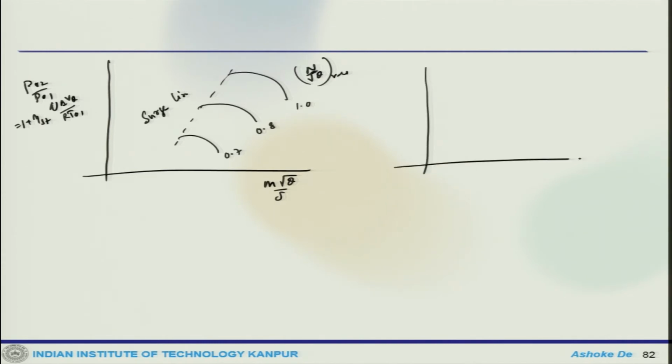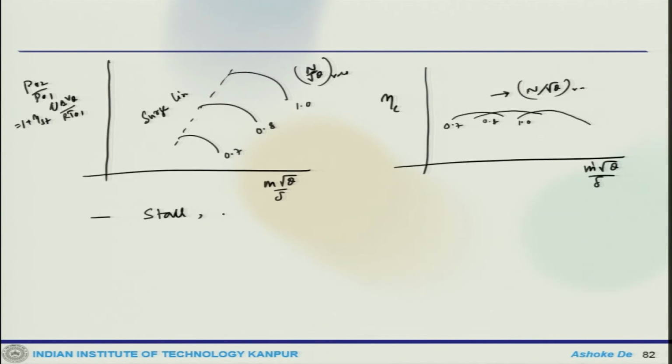and when I look at eta c versus m dot by delta, they are like this. So, this is 0.7, 0.8, 1. So, that is also the variation with this. So, the performance characteristics of an axial flow compressor are the same as the centrifugal compressor. So, they also suffer from stall, surge, choking.